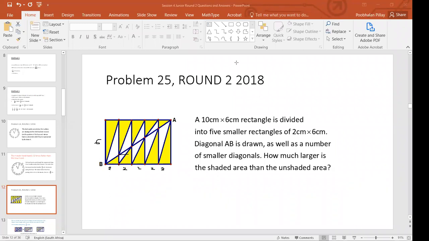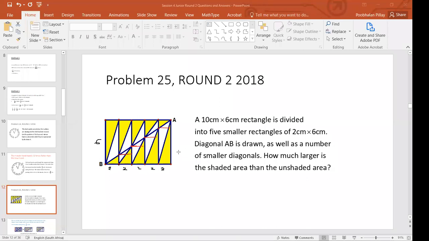Maybe I should use a different color to highlight this thing. Right, okay, that's red. And this is another small diagonal. So these now we can see, they say smaller diagonals, and you can see exactly which rectangles these are, right? For which these are diagonals. Right. How much larger is the shaded area than the unshaded area?